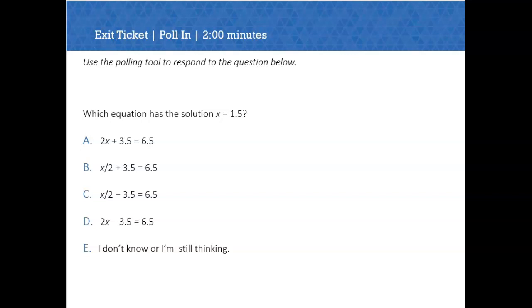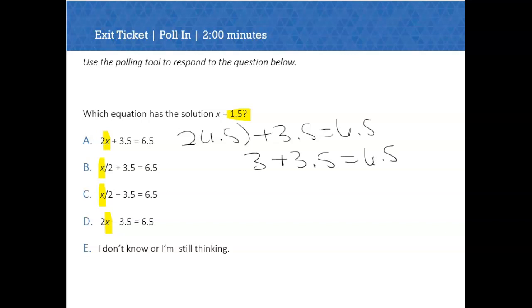Which equation has a solution x equals 1.5? So remember, this is kind of our check. We take 1.5, plug it in for x. So 2 times 1.5. That's what this means when you have these parentheses. So 2 times 1.5. Let's see. We have 2 times 1.5 is 3. So 3 plus 3.5 is 6.5. So A is our correct answer.